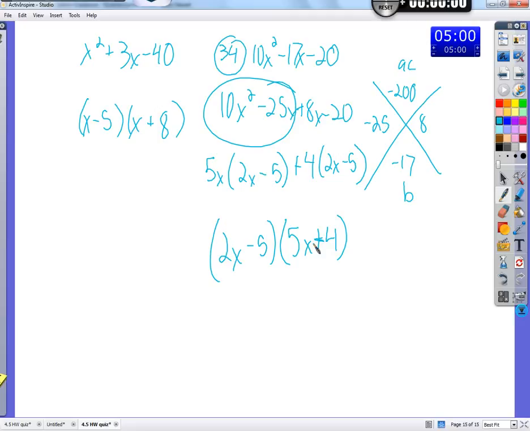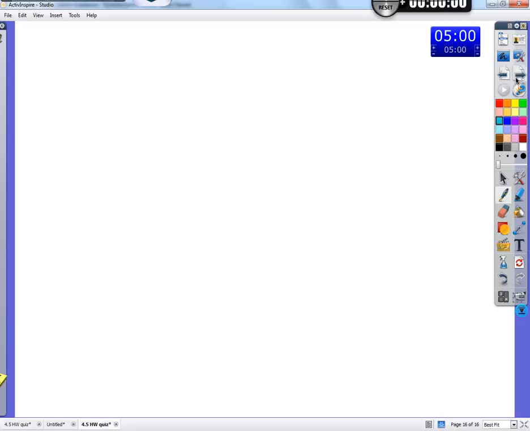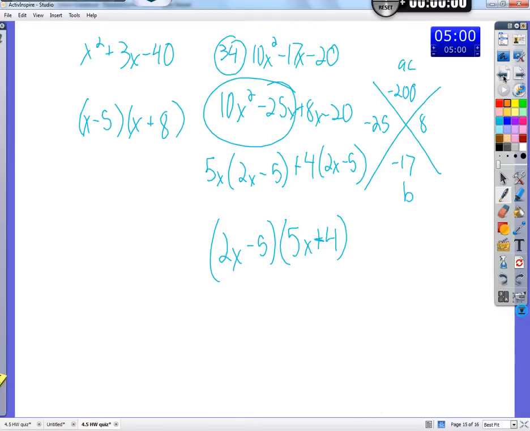So, what does write as a product of factors mean? Factor it like this. We wrote it as a product of factors. Product meaning we multiply, factors meaning we multiply. This is kind of redundant.